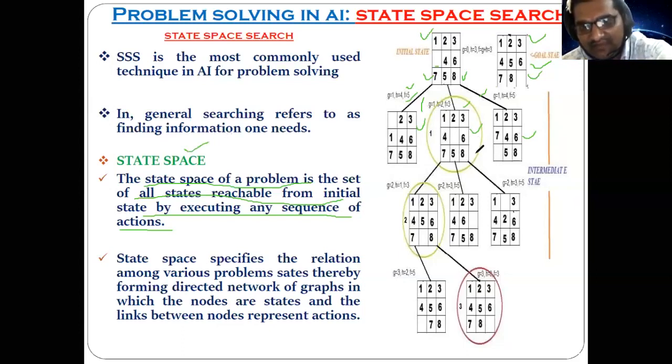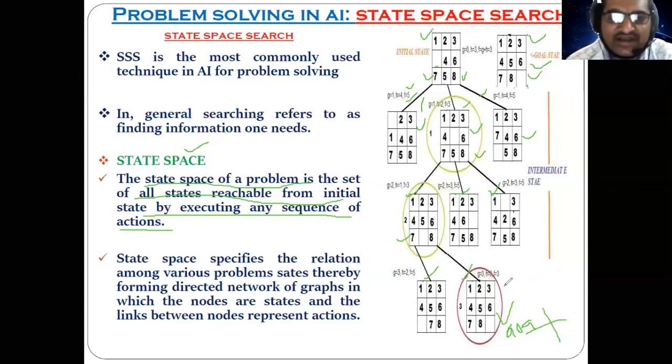Now again from these states you are going to different states. Again from these states, you are going to some other different states. And lastly, you are getting your goal state. How do you reach the goal state? Can anybody tell me?